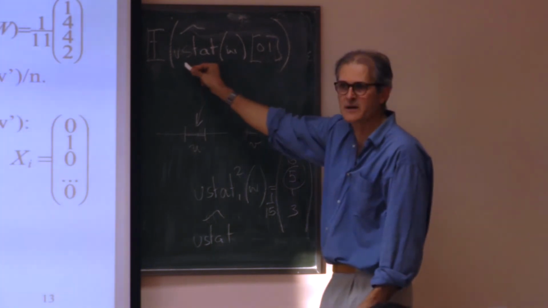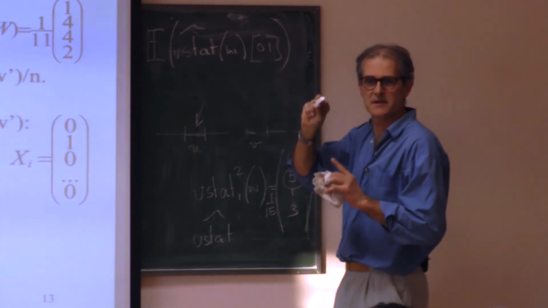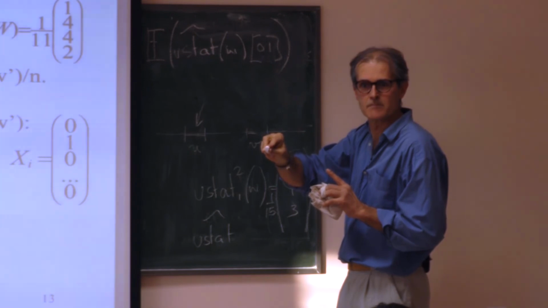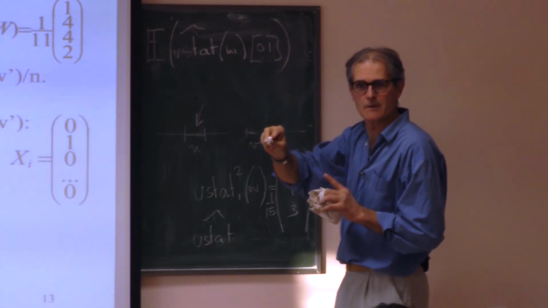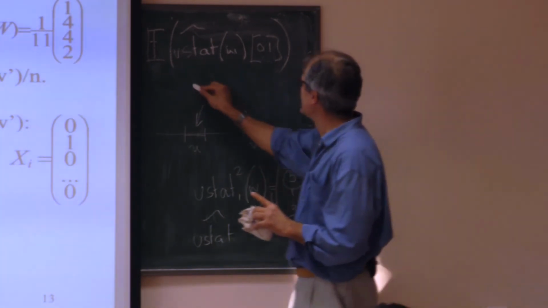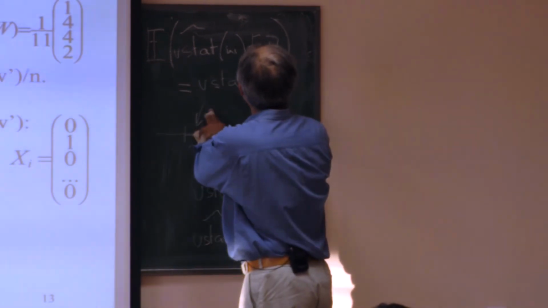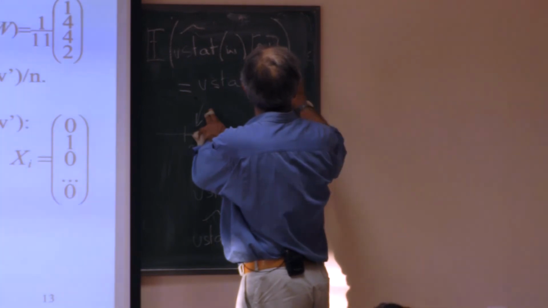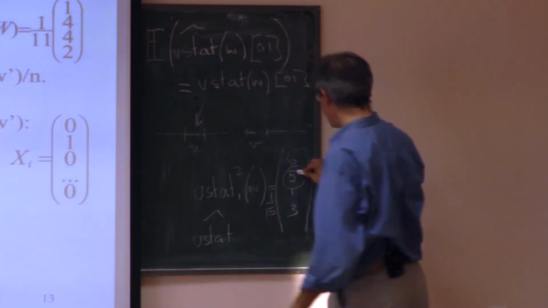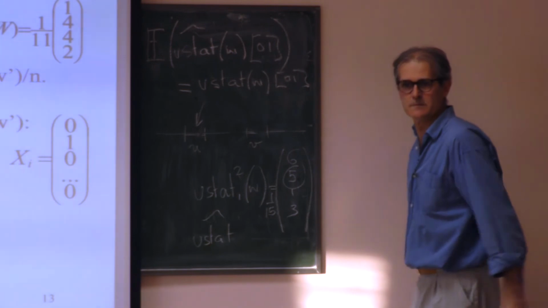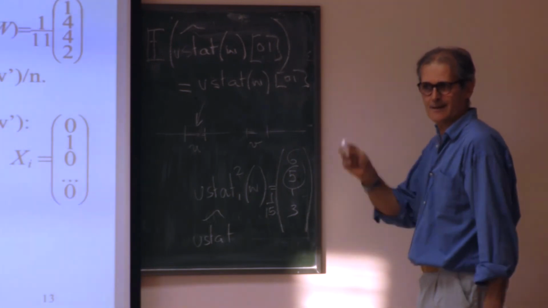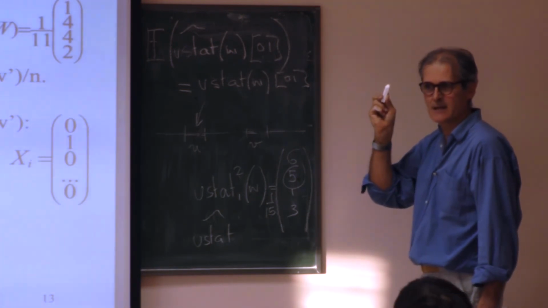Okay? You have a random variable. What is its expectation? For this case, exactly. But so it is always the U-stat of W, 0, 1. In this case, 1/3.